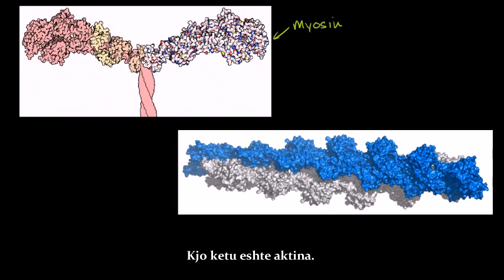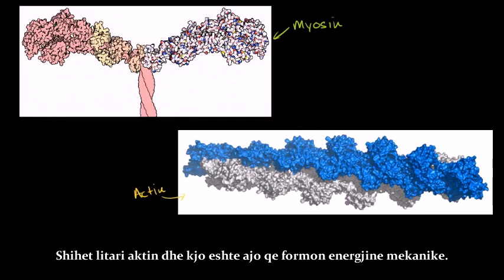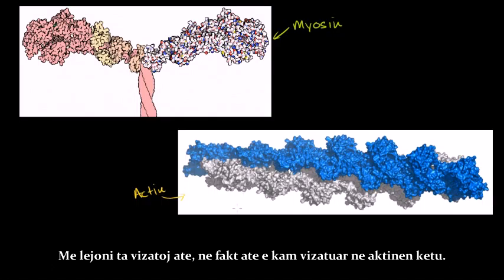This right here is actin. What we're going to see in this video is how myosin uses the ATP to crawl along what you can almost view as an actin rope. And that's what creates mechanical energy. So let me draw it. I'll actually draw it on this actin right here.